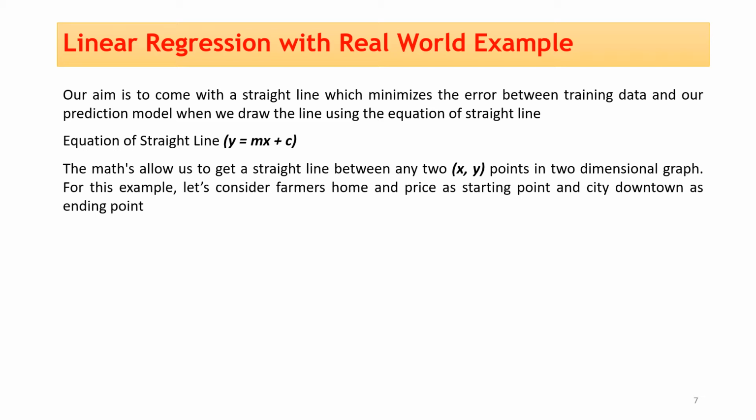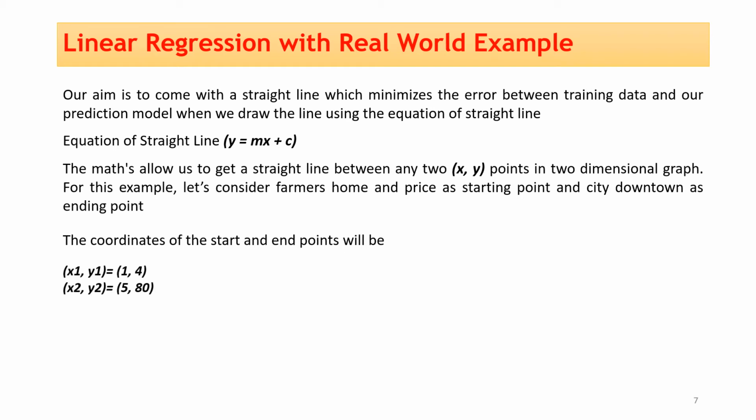And for this example, let's consider the farmer's home and the price as the starting point and the city downtown as the ending point. So the coordinates of the start and end points will be x1 y1, which is equal to 1 comma 4, and x2 y2, which is equal to 5 comma 80.